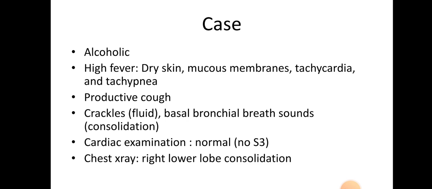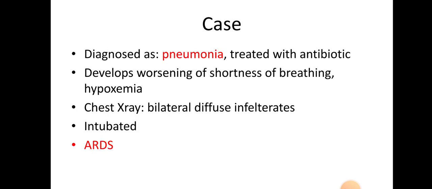You requested a chest x-ray and there is a right lower lobe consolidation. All these things refer to one thing, pneumonia. So, it was diagnosed as pneumonia and treated as pneumonia. Pneumonia is treated with antibiotics. The first part of the case is pneumonia. Then, pneumonia developed something else. What did pneumonia develop? It developed acute respiratory distress syndrome.